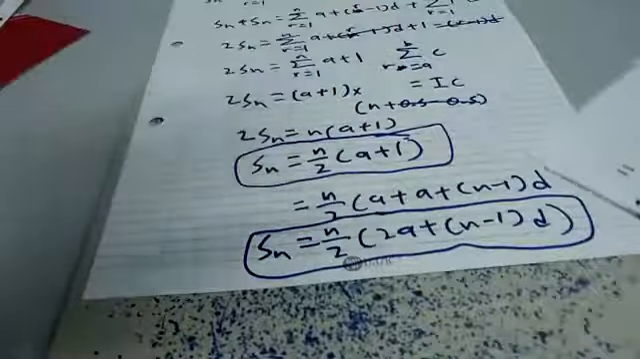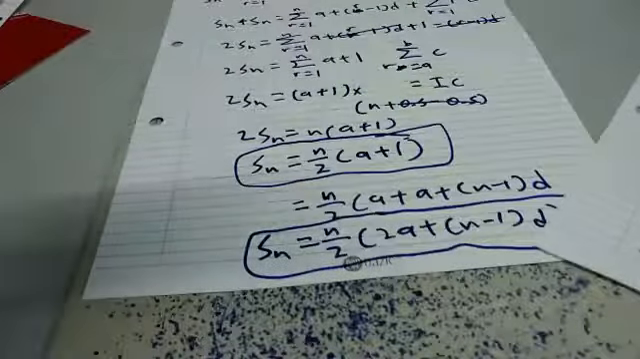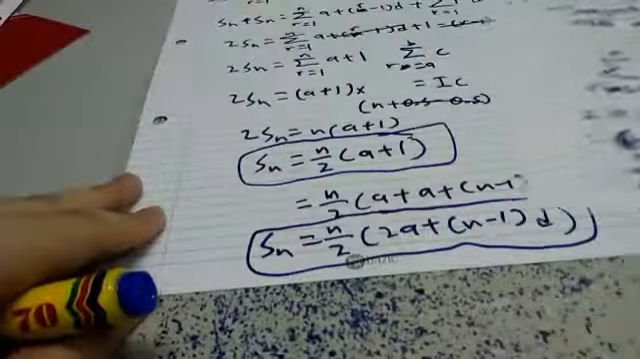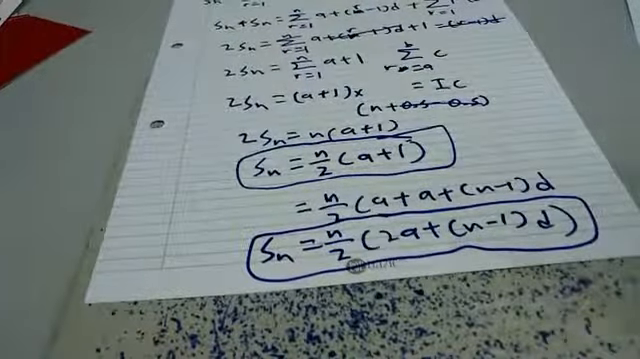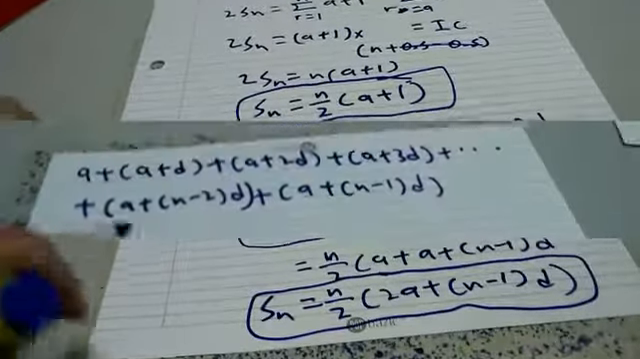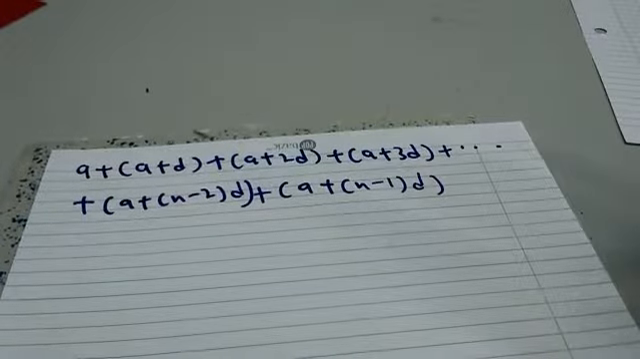Now this is not the only way that proves the first n terms for the arithmetic progression. There's still another way, and I will show you the second way of proving the first n terms for the arithmetic progression. Now let me show you the second way to prove.